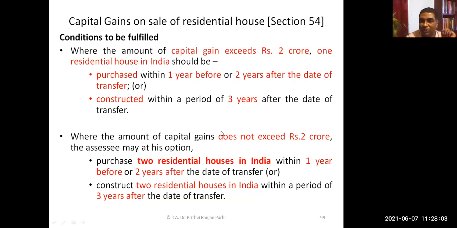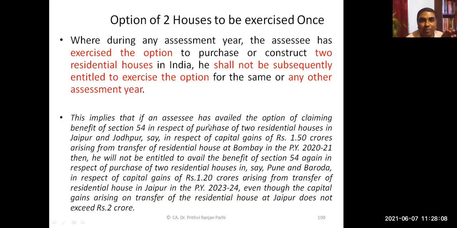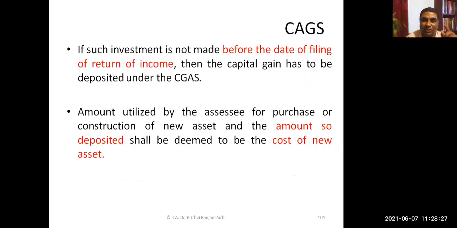And one more thing you have to remember, this is the option given to the assessee to invest in 2 residential houses. If you want, you can invest in 2 small houses. But the option of investing in 2 residential houses will be given to the assessee only once. Let us say the assessee sold a house and invested the capital gain in 2 residential houses. And again, out of these 2 residential houses, he's selling one. Again, he cannot invest in another 2 residential houses. That option is given to the assessee for once only.